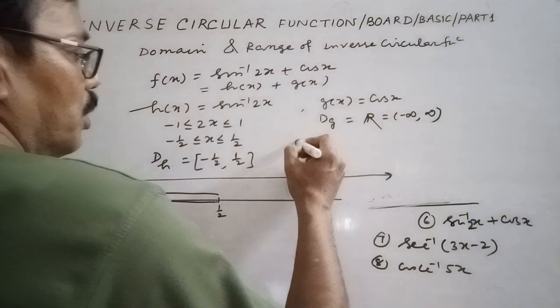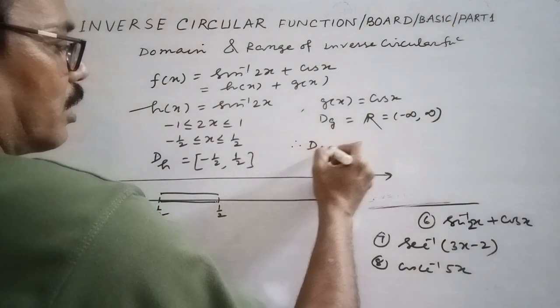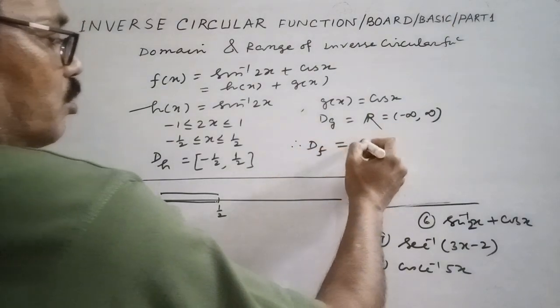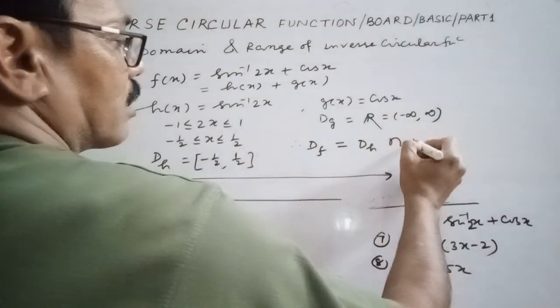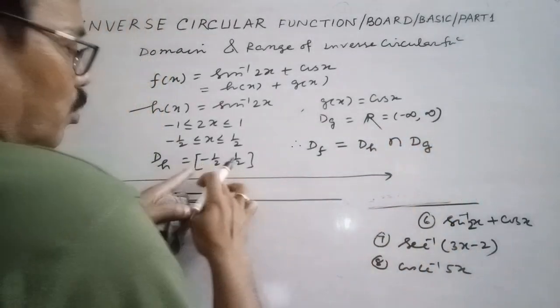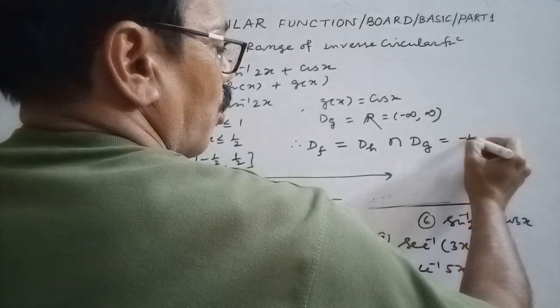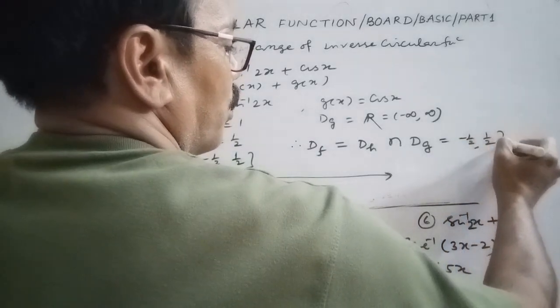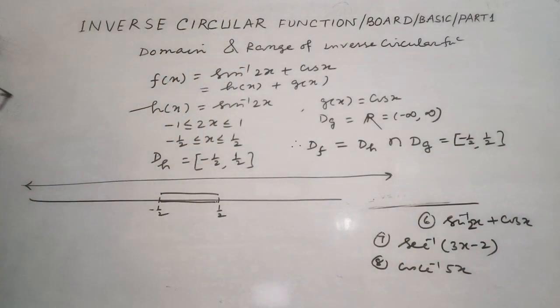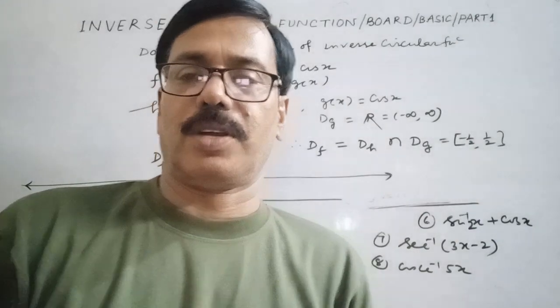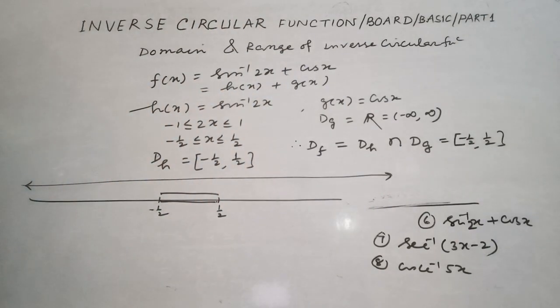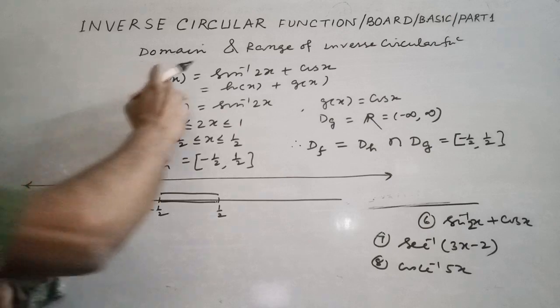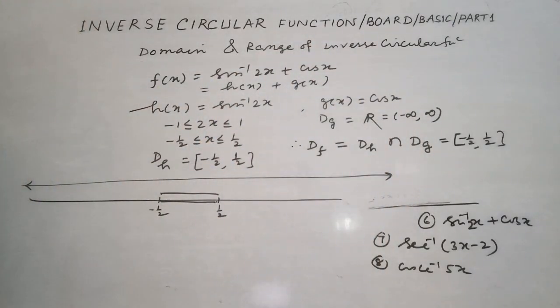So therefore, the domain of f(x), that is D_f, equals D_h intersection D_g. So what is the intersection part? The common part, minus half to plus half. So if there are two functions, we take the intersection part.